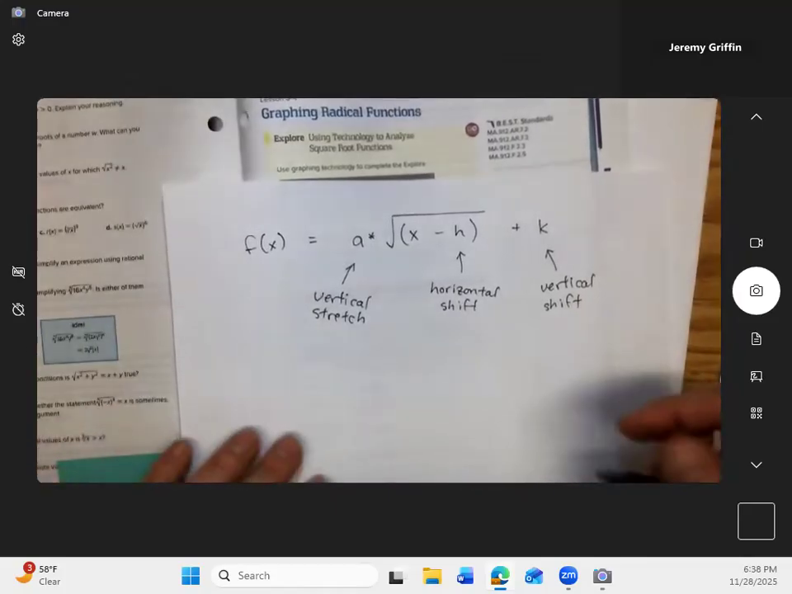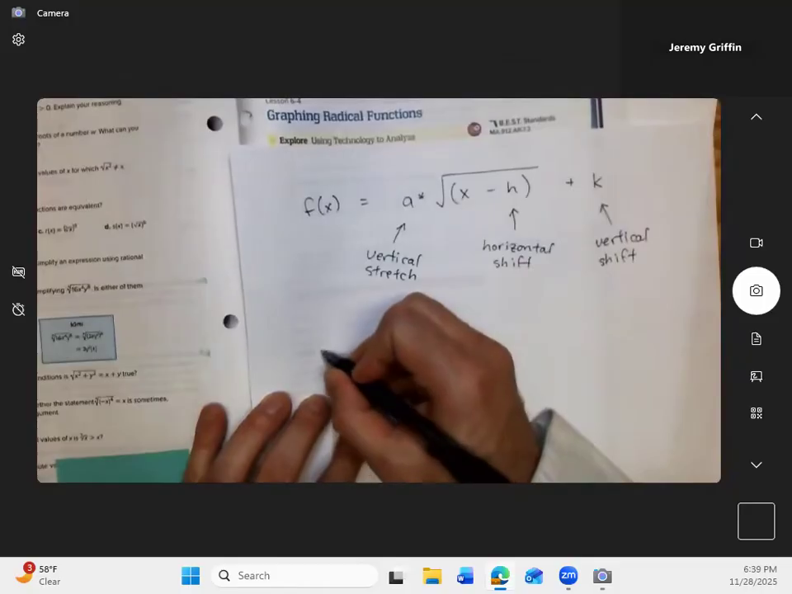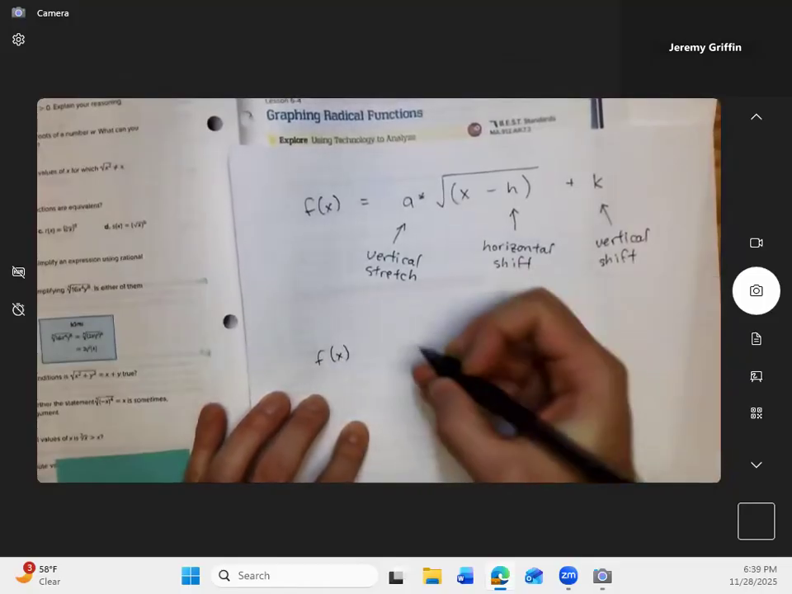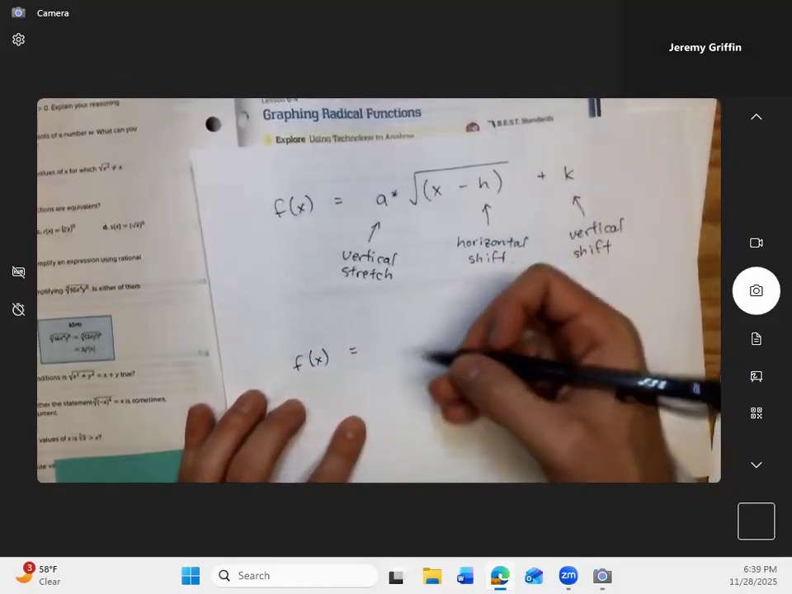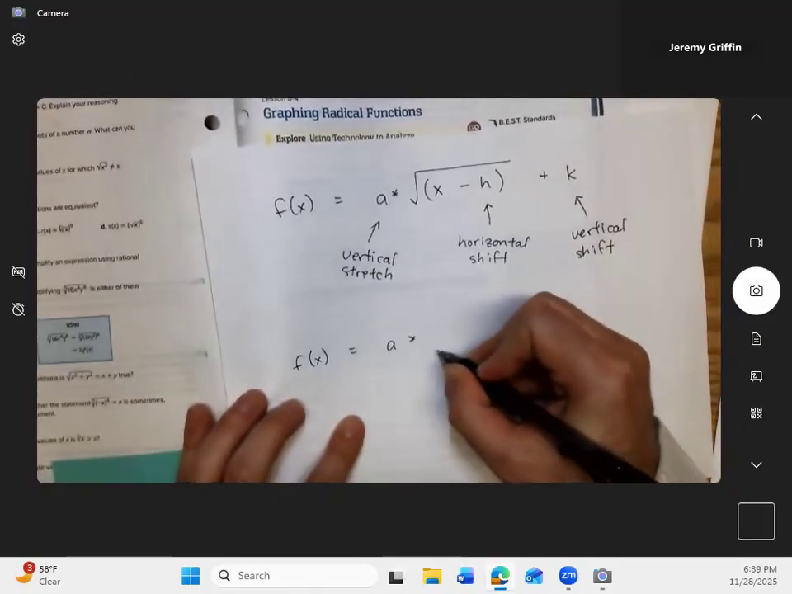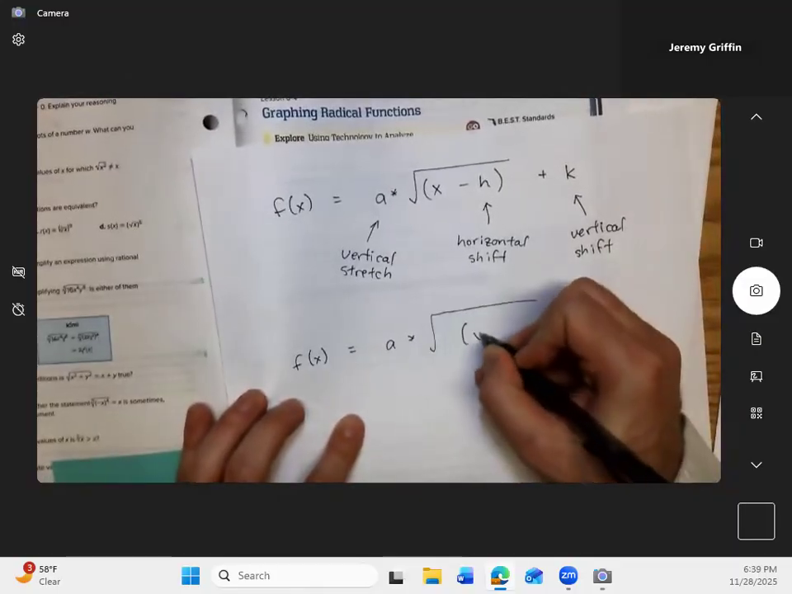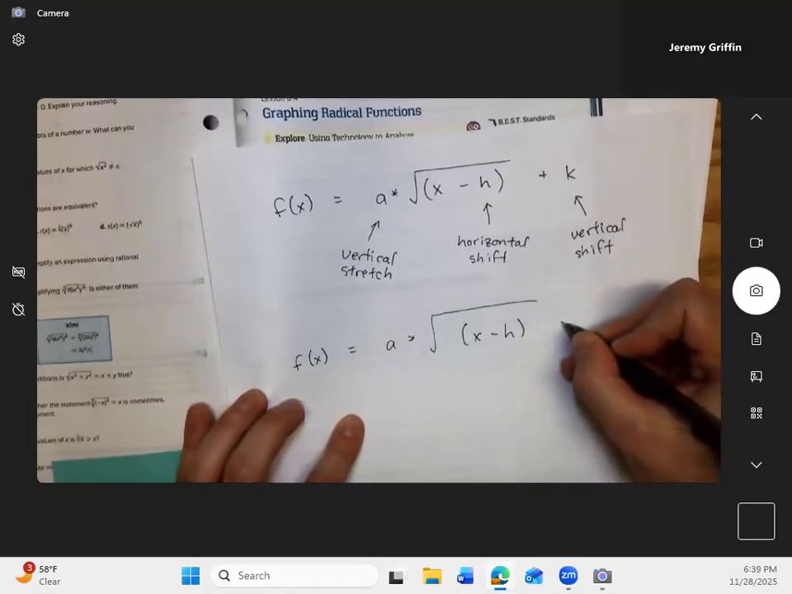Now, notice what I have not actually put in here, and I'll jot it down real fast, because your book doesn't super focus on it, because there is one more stretch you can do, but it's a little trickier. It's less intuitive. So what if I had something like this? Right, so first I'll just copy down everything that's already there. Like that's all the same.